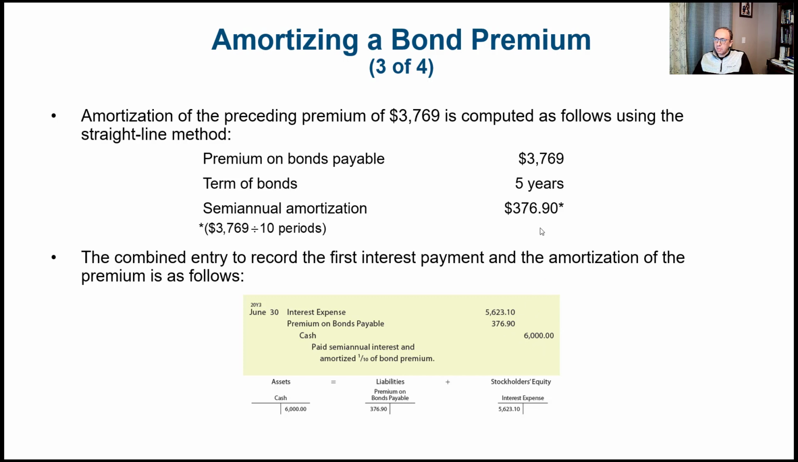We also did the math for the semi-annual amortization, so we're going to debit the premium for $376.90, and then the amount of interest expense would be a plug amount where we get the difference between these two values. So 6,000 minus 376.90 would give us 5,623.10.